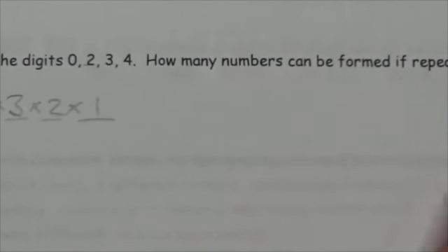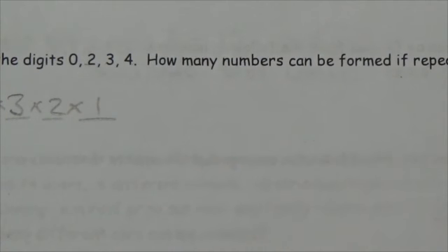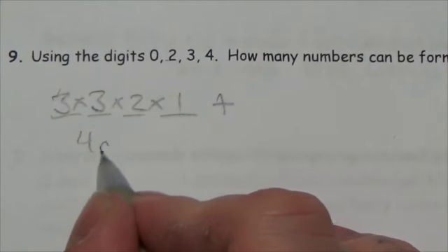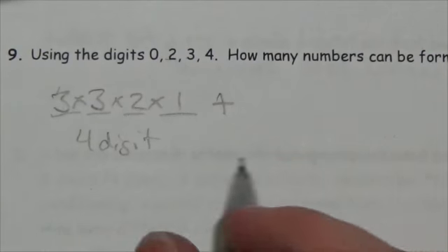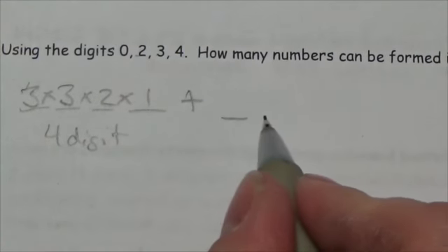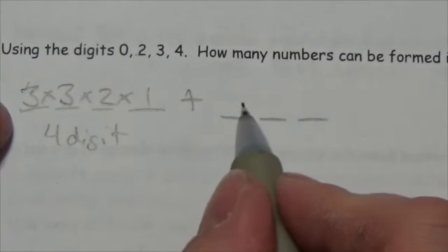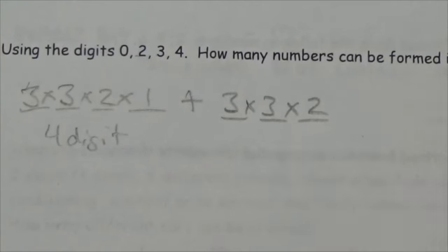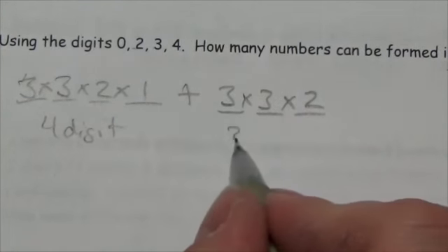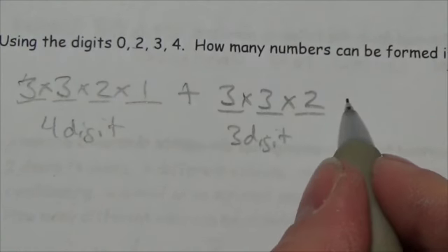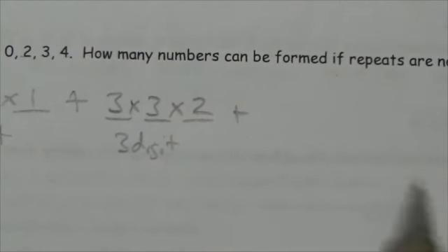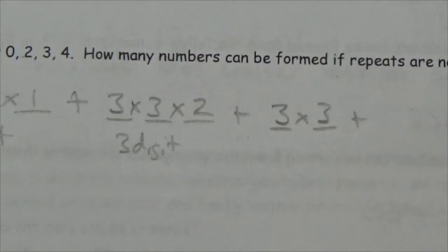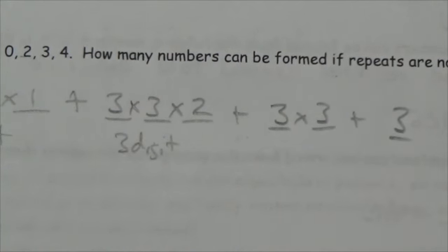The question says how many numbers can be formed if repeats are not allowed. Well, if you stop here, you've assumed you meant a 4-digit number. It didn't say that. What about a 3-digit number? Well, a 3-digit number is going to have the same sort of structure here. I have got 3 choices for that first digit, and then just like before, 3 choices for the next one, and then 2 choices for the 3rd digit there. So it could have been a 3-digit number. Or it could have been a 2-digit number. 3 choices for the first one, and then 3 choices for the next one. Or it could have been a single-digit number, in which case there's only 3 options.